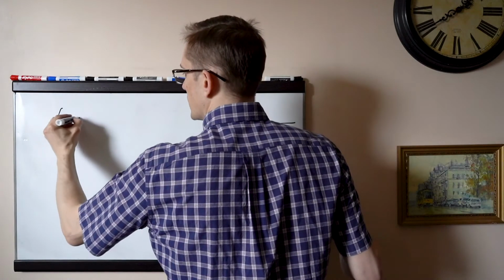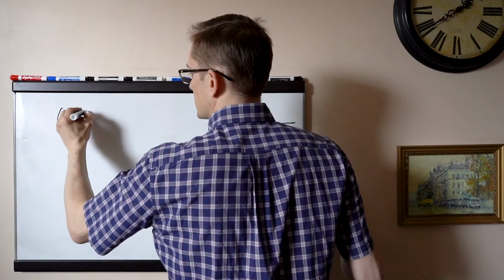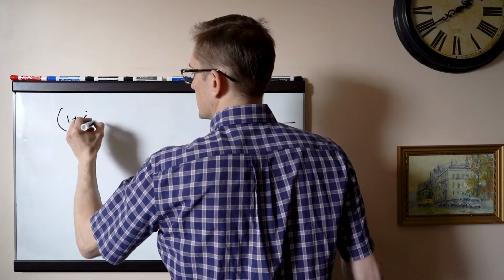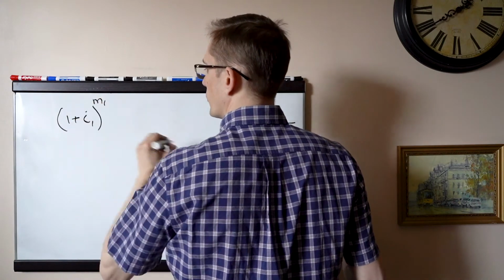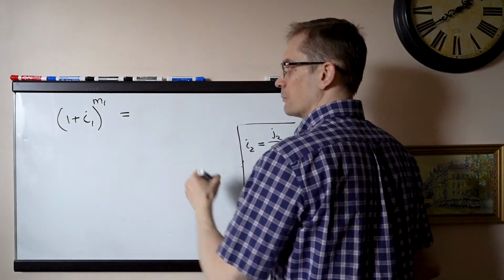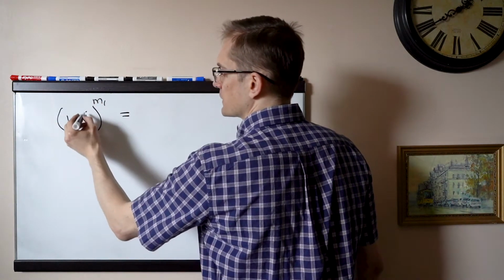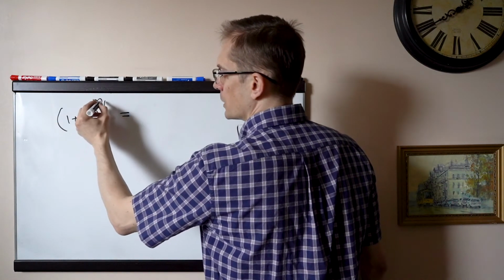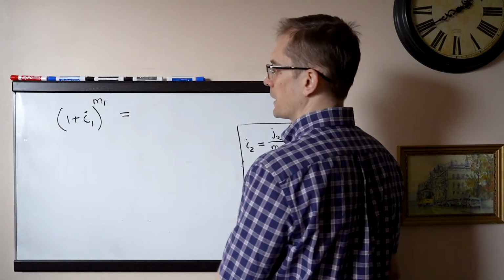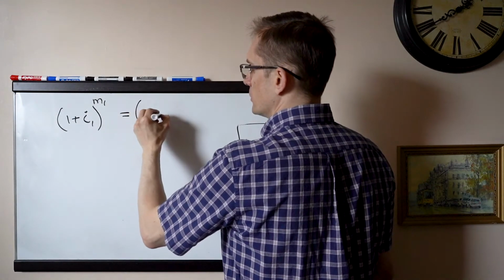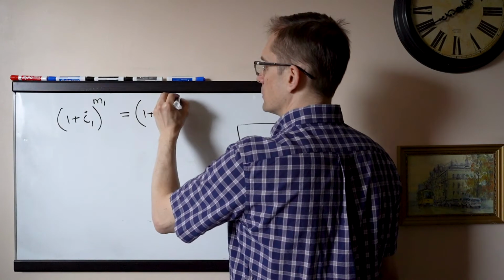I will invest $1 at some rate which I know, compounded M1 times per year. So that's the future value of $1 invested at periodic rate I1 for 1 year, and that should be equal to the same with I2 and M2, right?